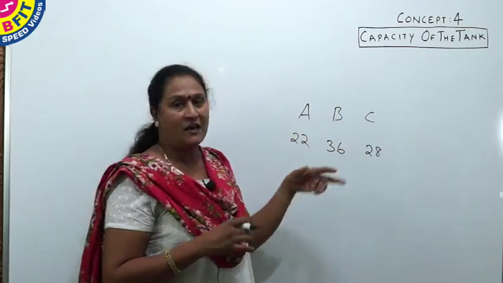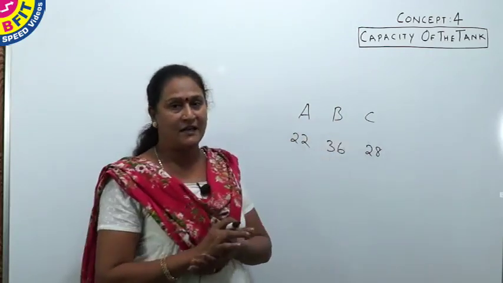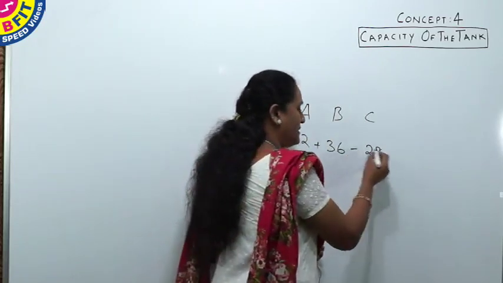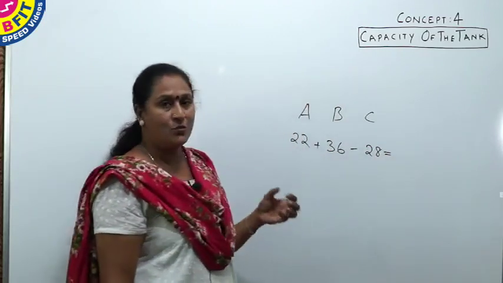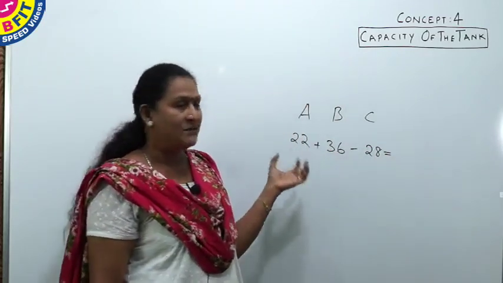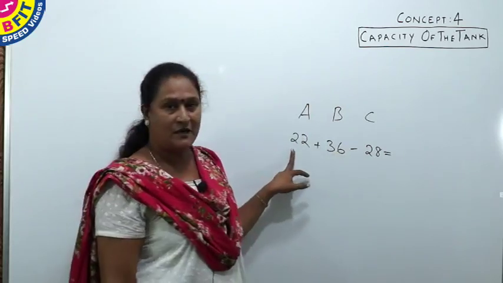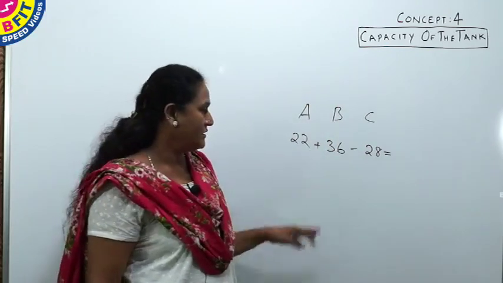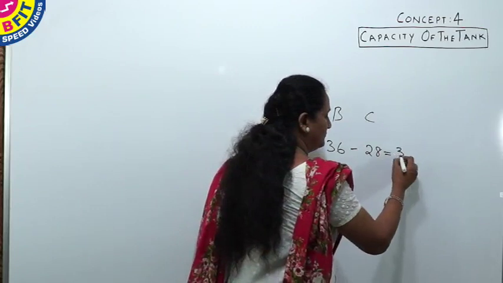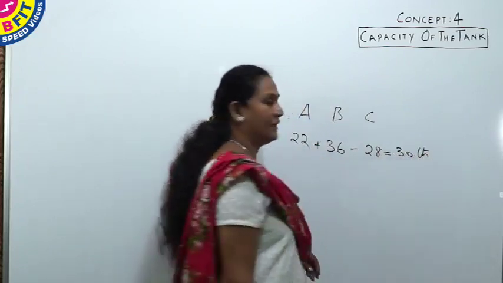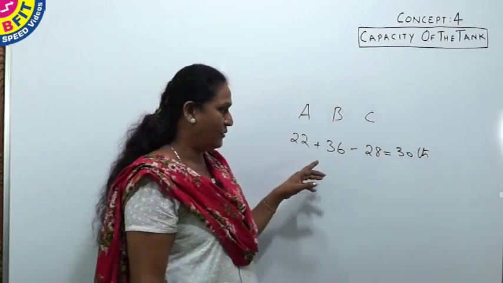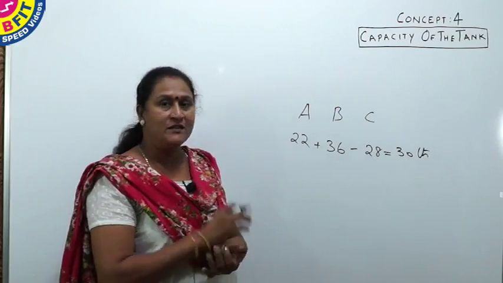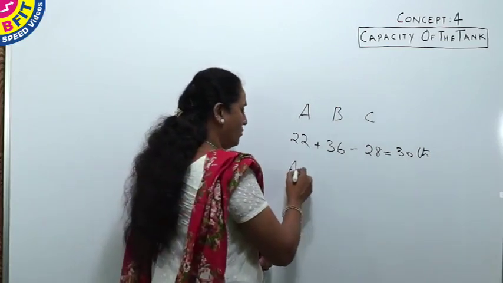But A and B are filling the tank, and C empties the tank. So for filling we add, and as C is emptying, we subtract. Now how much water is poured by all these 3 pipes into the tank? A pours 22 liters per hour, B pours 36 liters per hour and C minus 28. By solving this we get 30 liters. So all 3 effectively pour 30 liters of water.